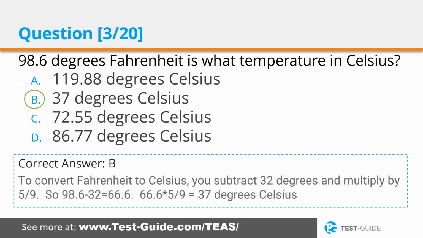Correct answer B. To convert Fahrenheit to Celsius, you subtract 32 degrees and multiply by 5/9. So 98.6 minus 32 equals 66.6. 66.6 times 5/9 equals 37 degrees Celsius.